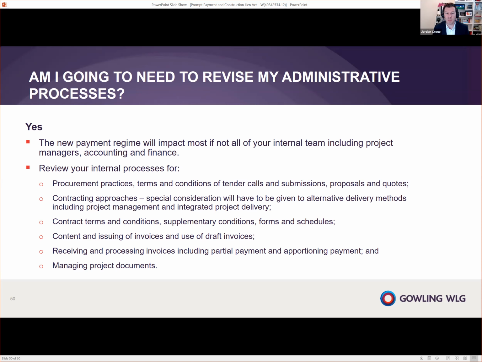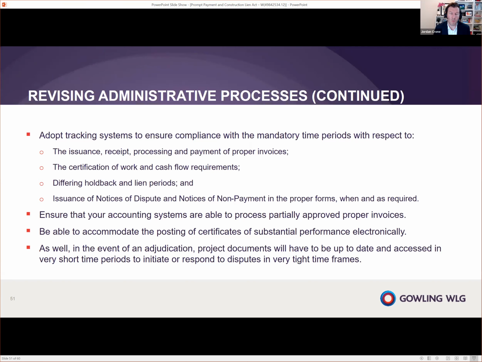You're also going to have to look at receiving and processing of invoices. We're finding a lot of accounting systems are struggling with partial payment. So how are your accounting systems going to deal with a partial payment, including how are they going to deal with apportioning a partial payment? And of course, you've got to manage your project documents. We'll highlight that one again. But what else are you going to have to do? Well, one of the things we're suggesting is that you adopt some sort of tracking or tickler system to make sure you are in compliance with all of these mandatory time periods. Simply putting this in iCalendar or on your phone or in a notebook is probably going to be very difficult to follow for all of the dates, especially if you have more than one project going.